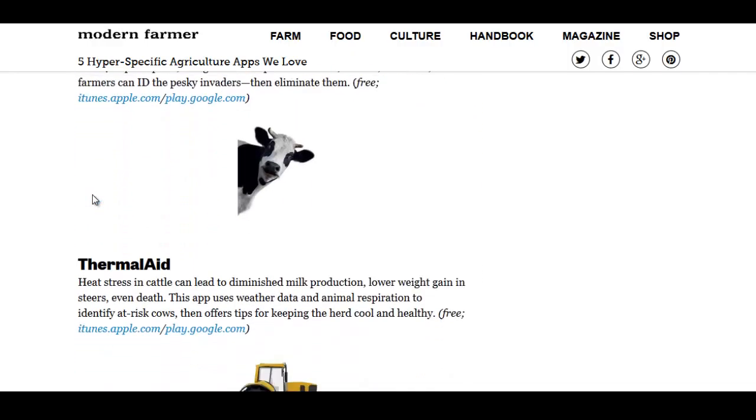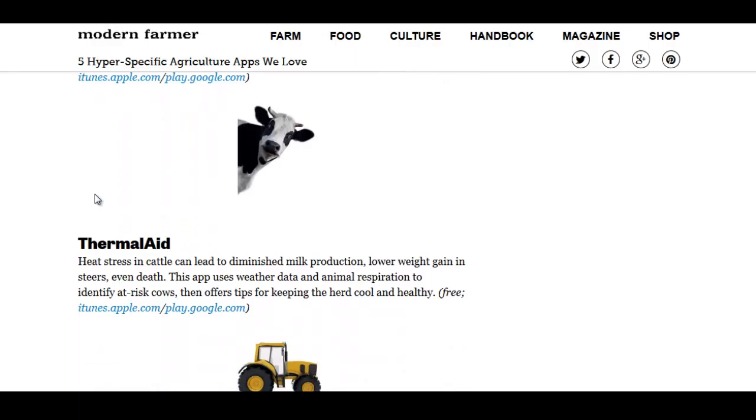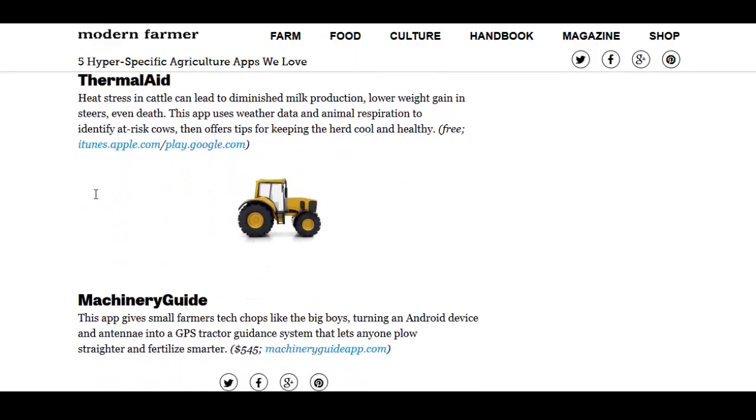And, of course, a thermal aid to check for heat stress in cows and other herbivores. And a machine guide. This one he's selling for $545. I guess he figures if people are going to spend 100 grand on a machine, they'll spend a few bucks on an app. Well, that's it for this story.